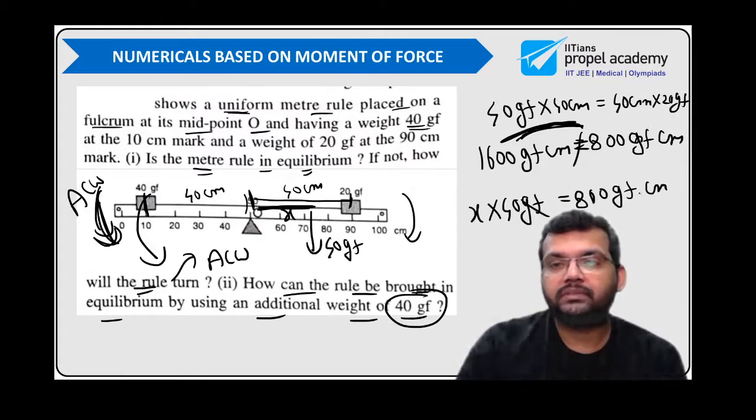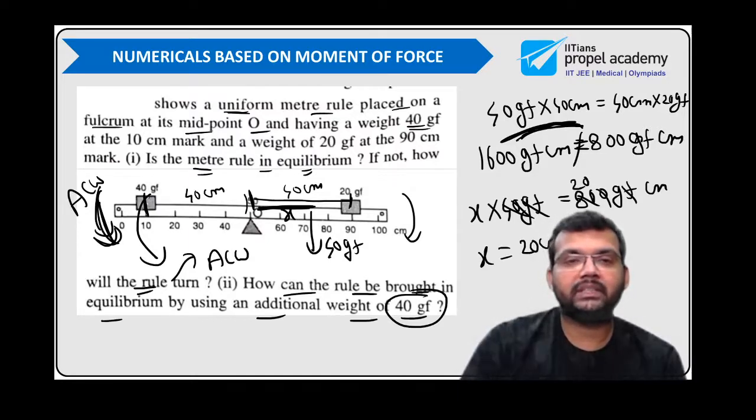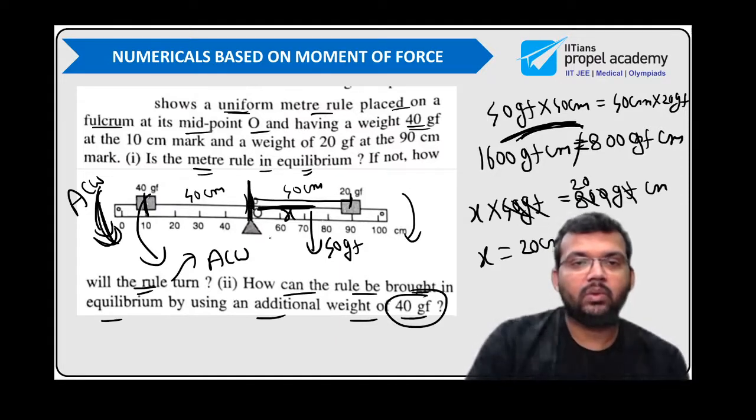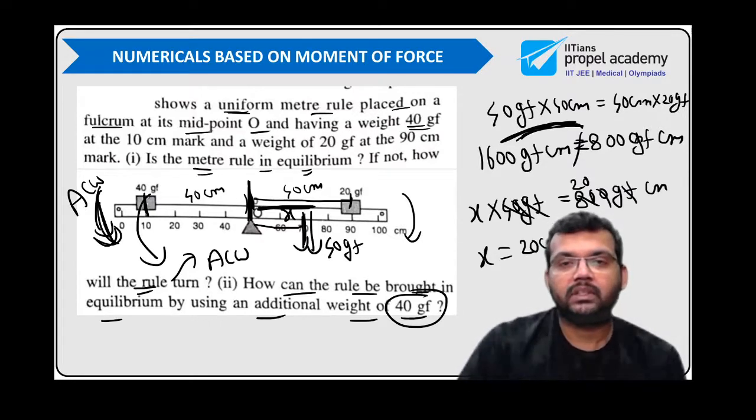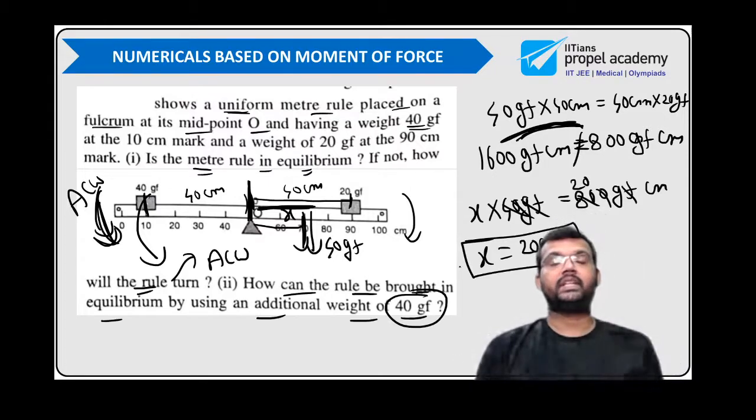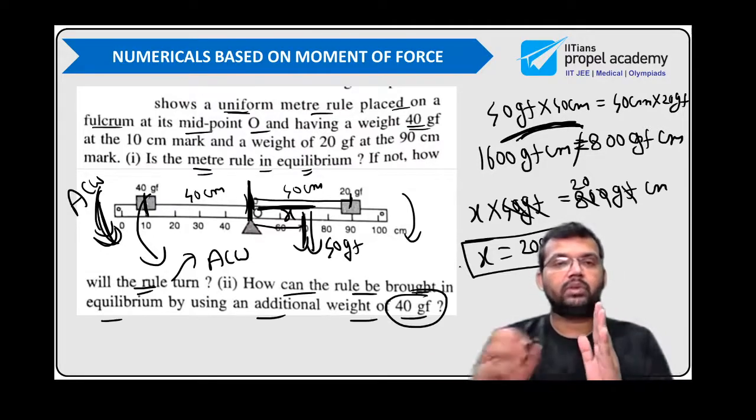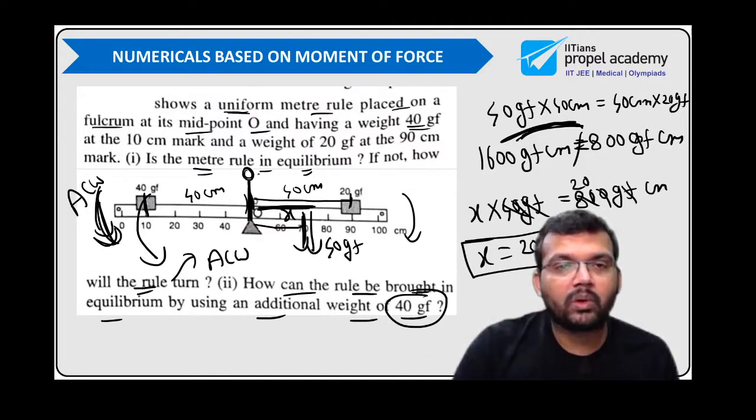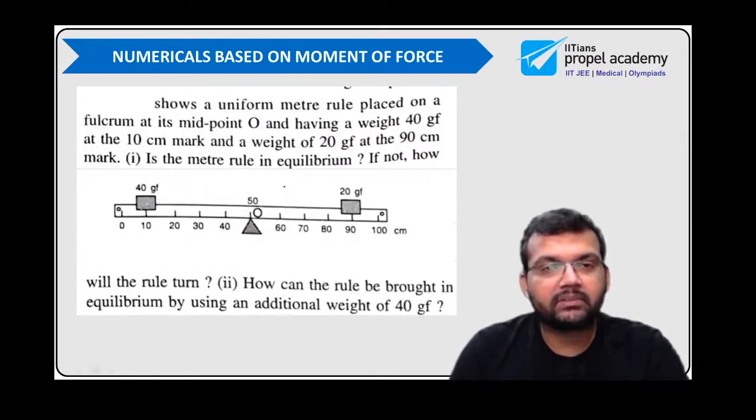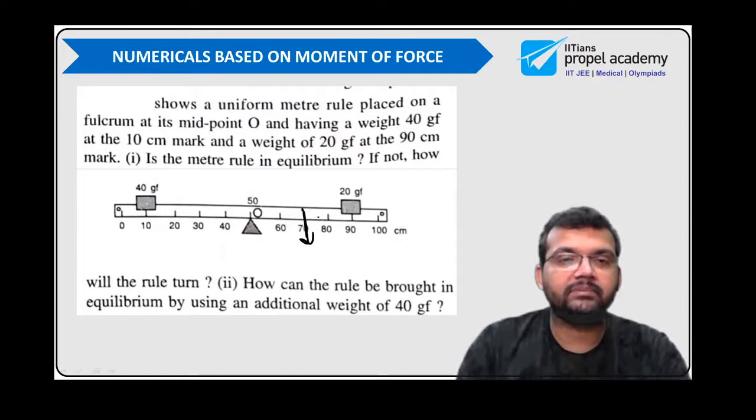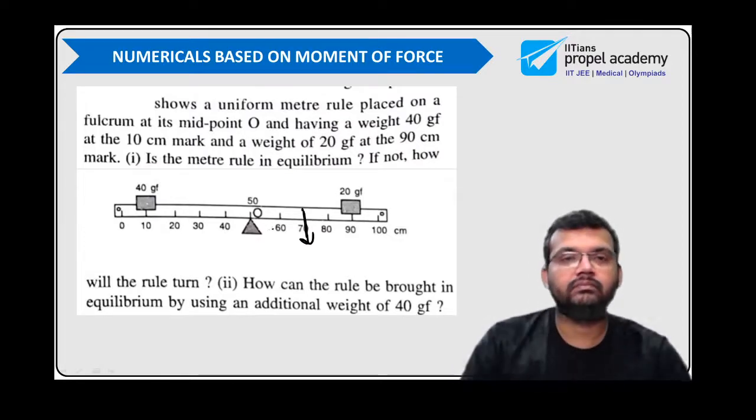So X equals 20 centimeters from O. We need to hang it 20 centimeters from O, which means 10, 20, so exactly at 70 centimeters. X is the length from O. If you go 20 centimeters from O, you'll get exactly 70. So that's the answer.